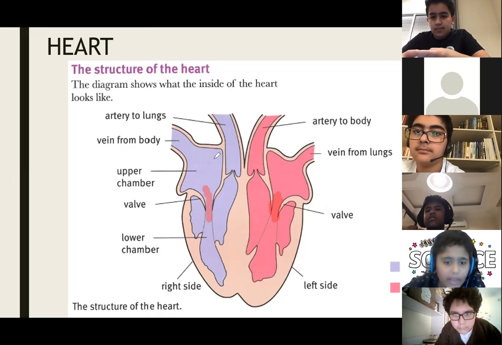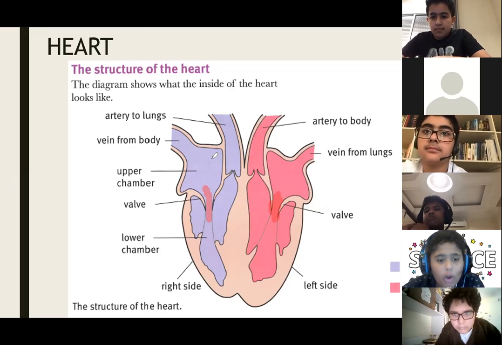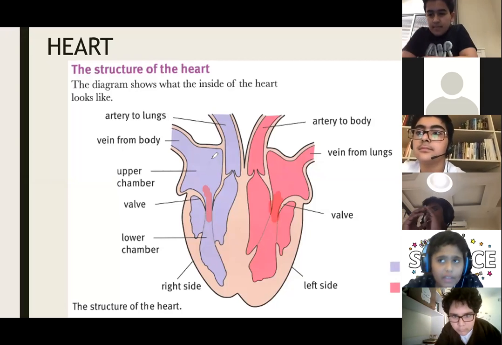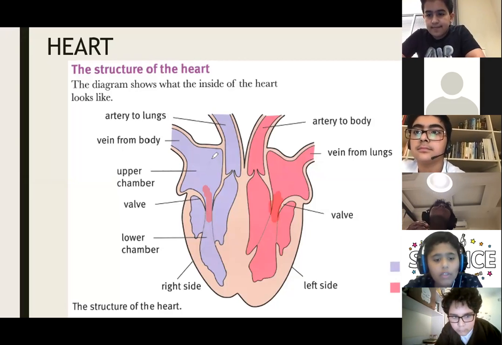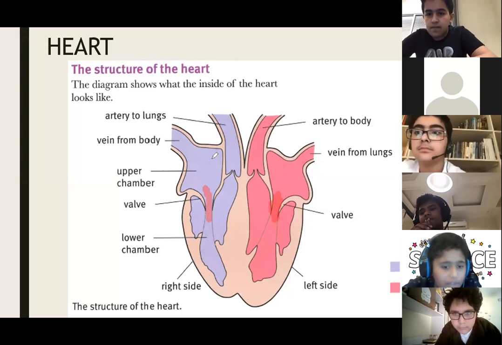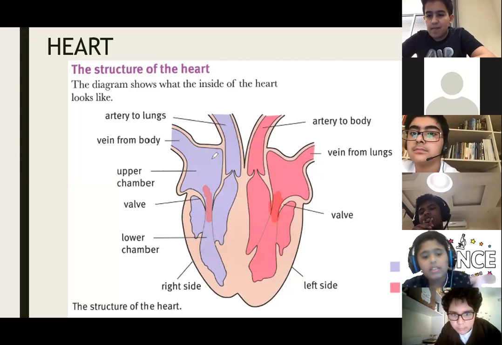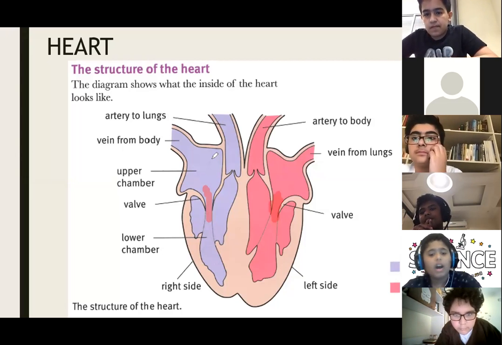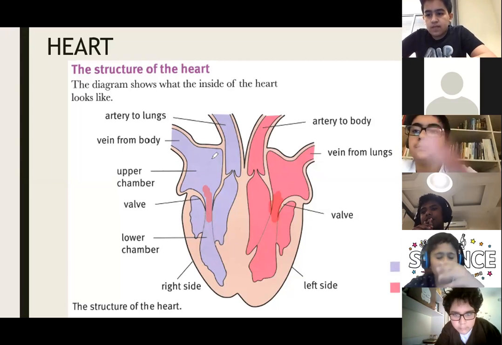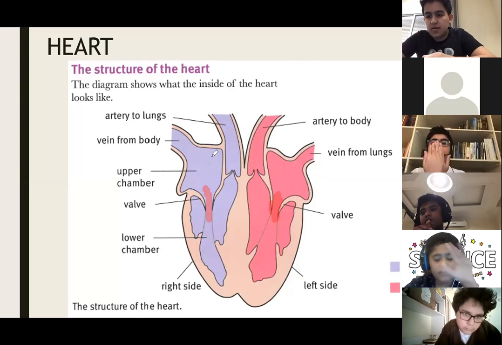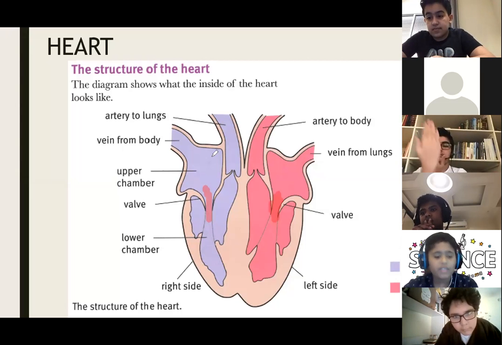Okay, and then under the valve is the lower chamber, and everything that I said is on the right side. It says on the right side, on the left side, because this heart is above us. It's not mirrored, because if we look at the mirror, it would have the same thing.